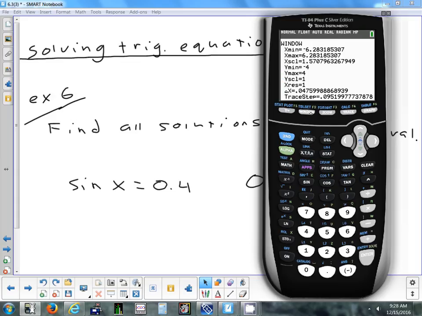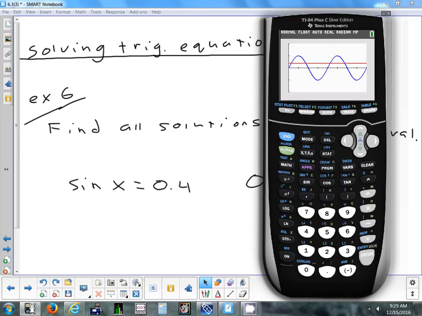I'm going to check my window. I know sine of x is between 1 and negative 1, so I don't need to go as high as I'm going here. And what's the period for sine x? Two pi. So really, I only need to go from 0 to 2 pi, but I'm going to go beyond 2 pi just to show you something. I'm going to go to 4 pi, so you're going to see two cycles on the graph. And they want to know where that is equal to 0.4.